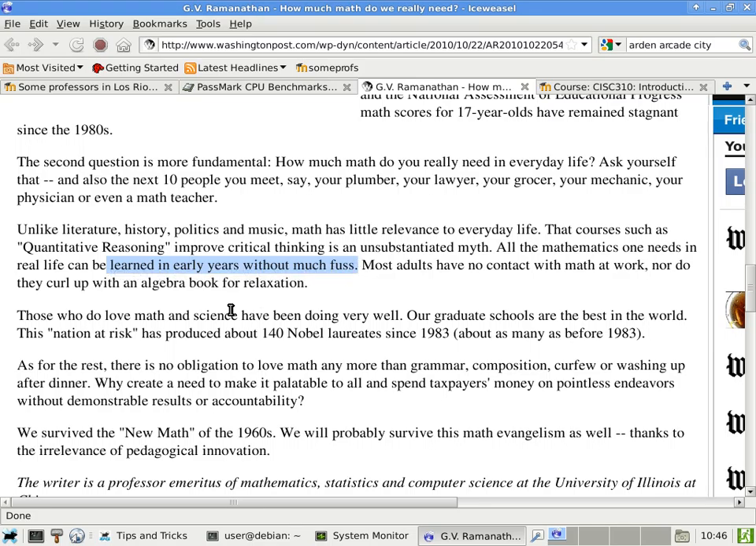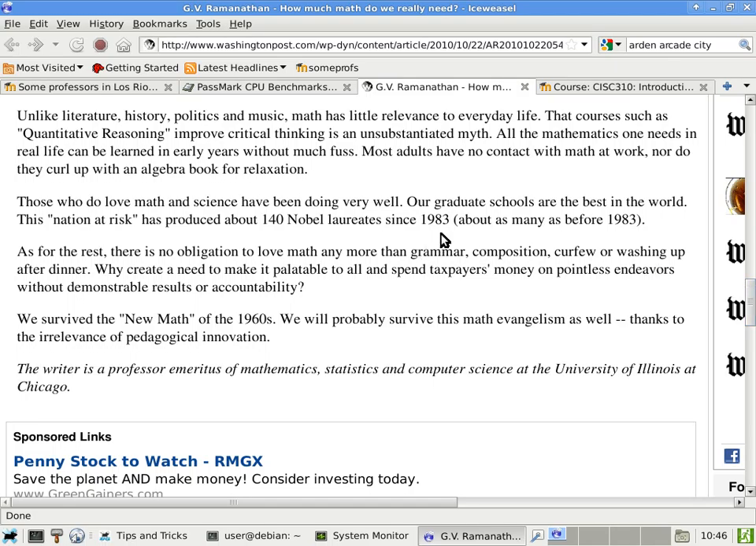Most adults have no contact with math at work, nor do they curl up with an algebra book for relaxation. No, I don't do algebra for relaxation. I just write programs like kernels, in assembly. Yes, trust me, it is quite relaxing.